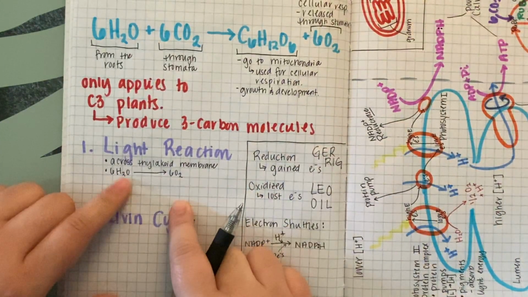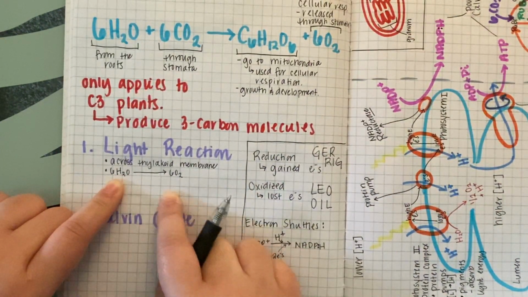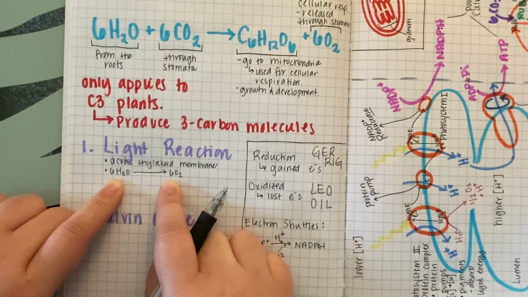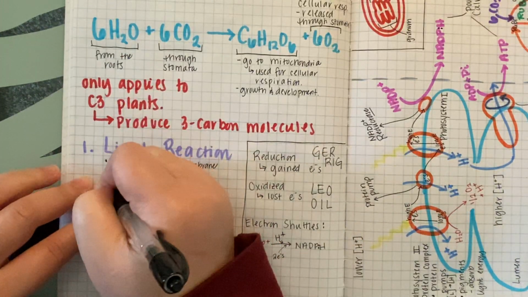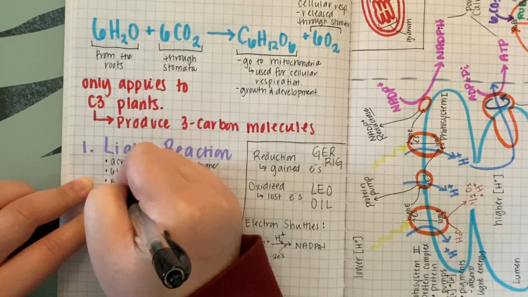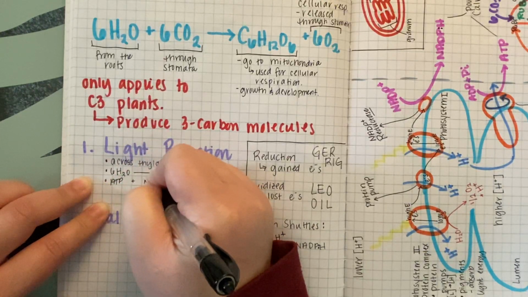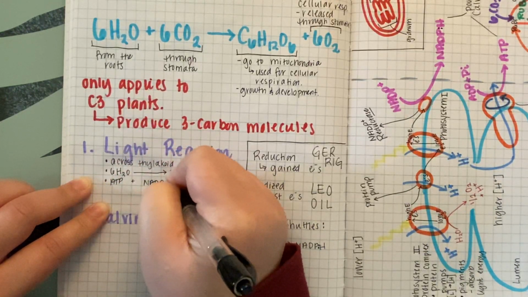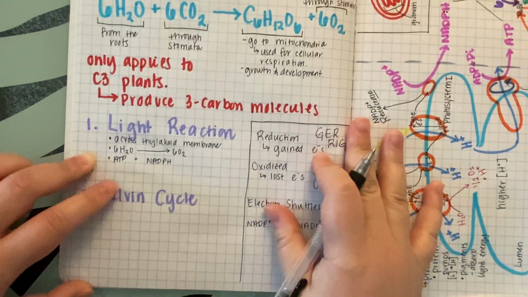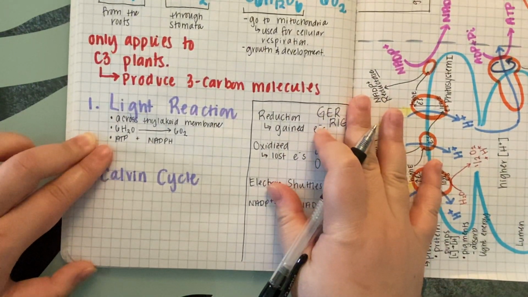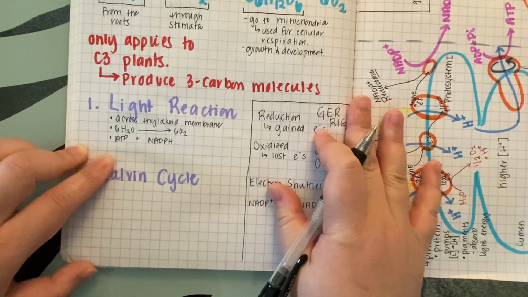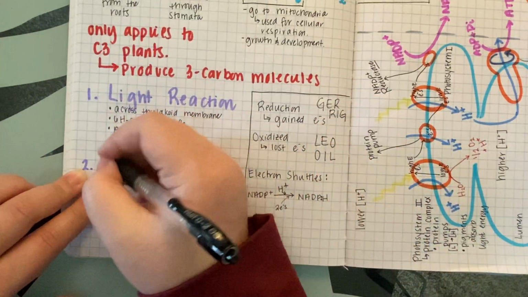So that's what we've used. We split water and then we release oxygen from that. And then we also created our high energy molecules. We've created ATP and our high energy electron shuttle NADPH. So these are all the things we've generated. All of this will transfer, so our ATP and NADPH transfer to our Calvin cycle. It occurs in the stroma.